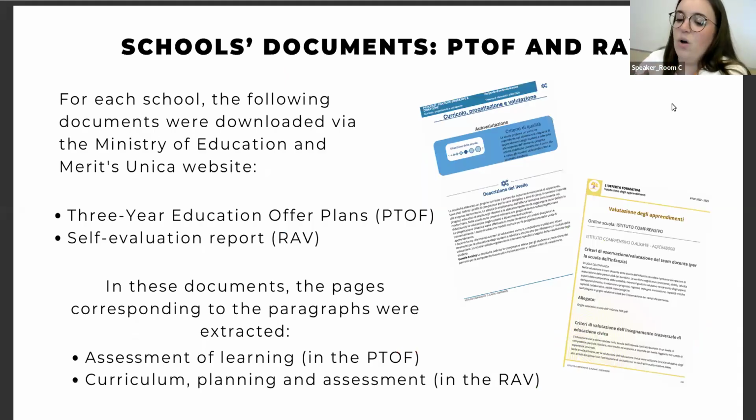For each school, we downloaded two main documents: the 3-year educational offer plan and the self-evaluation report. These documents serve the school evaluation system. They are useful for understanding how the schools are trying to innovate, how they are organized, and how they can offer an educational offer to the context. But they also discuss assessment, so we are trying to use these documents for our research.